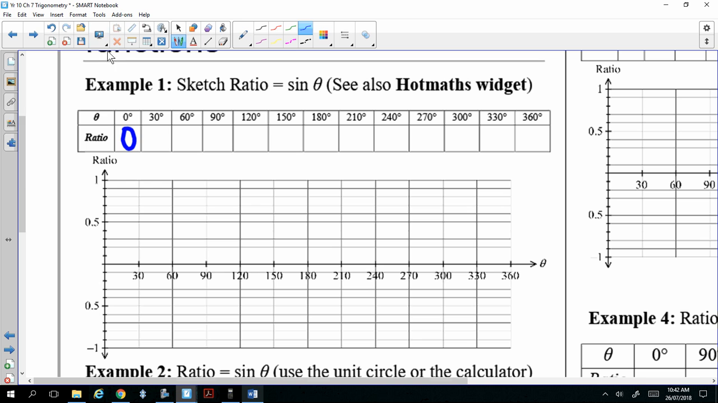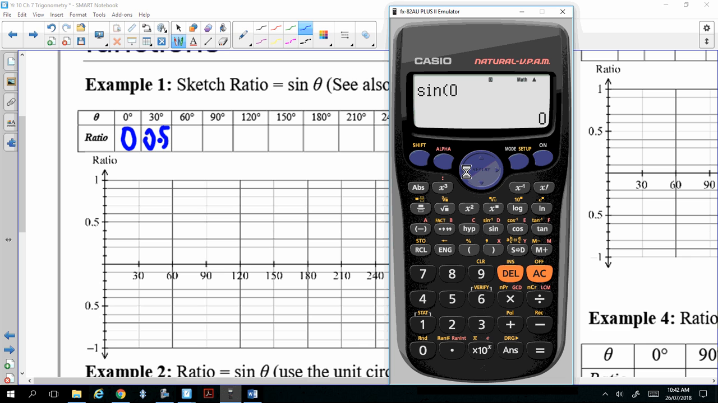If you know your values, you know it's going to be half, so it's going to be 0.5. Or you can use your calculator. Round to one decimal place. Sine 60 will be 0.8 or 0.9. Let's see, what's sine 60?